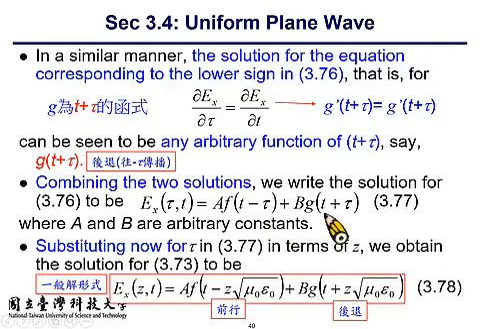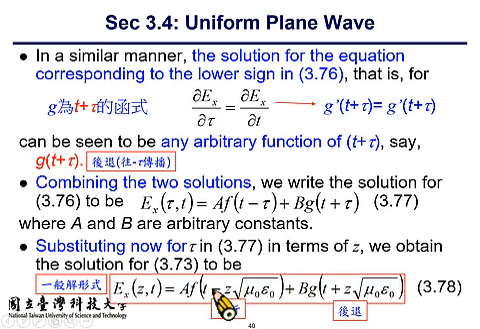Okay, let's continue our derivation for the plane wave equation and the general solution for the wave equation, as well as the specific solution. On Tuesday, we derived a general solution for the plane wave. Equation 3.78 is the general solution for a one-dimensional propagating electromagnetic wave, the electric field intensity expression, which comprises two components, AF and BG.